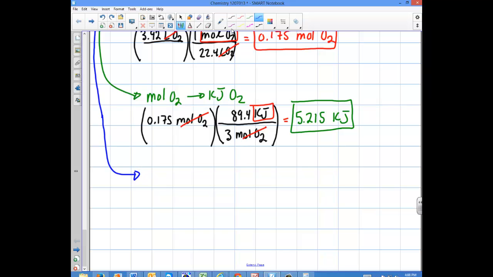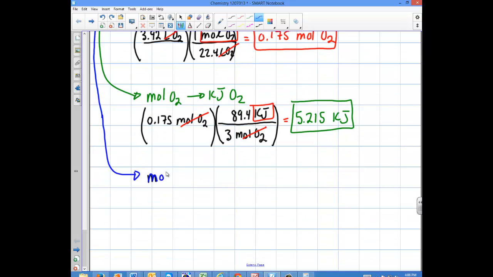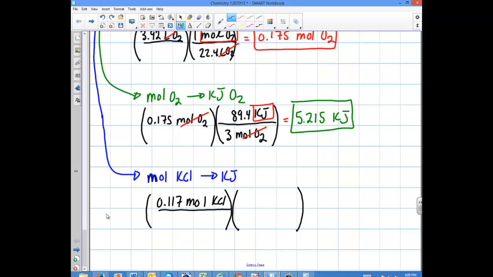Okay, so for the potassium chloride, my goal is to now go from moles, stay in blue, moles of potassium chloride into just kilojoules again. Okay, release. I'm going to start here, and I know that I have 0.117 moles of KCl. Okay, I'm going to deal with the ratio now of the heat of formation. It's a little bit different.